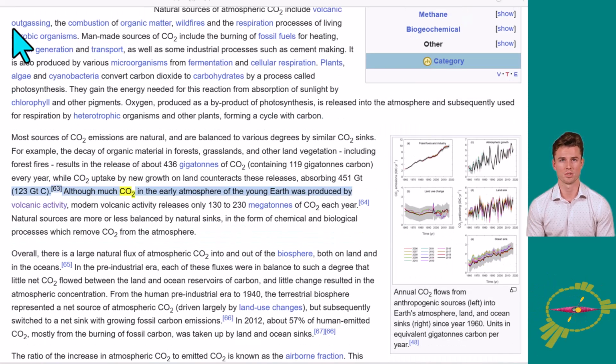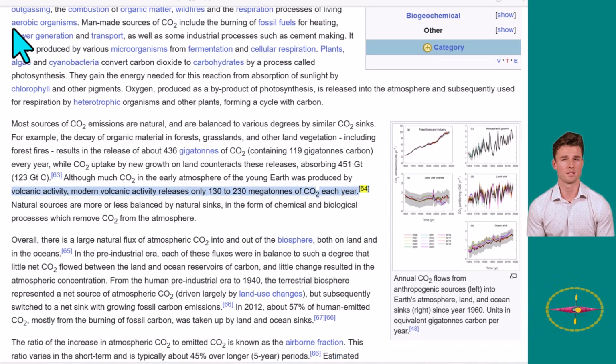Although much CO2 in the early atmosphere of the young Earth was produced by volcanic activity, modern volcanic activity releases only 130 to 230 megatons of CO2 each year. Natural sources are more or less balanced by natural sinks, in the form of chemical and biological processes which remove CO2 from the atmosphere.